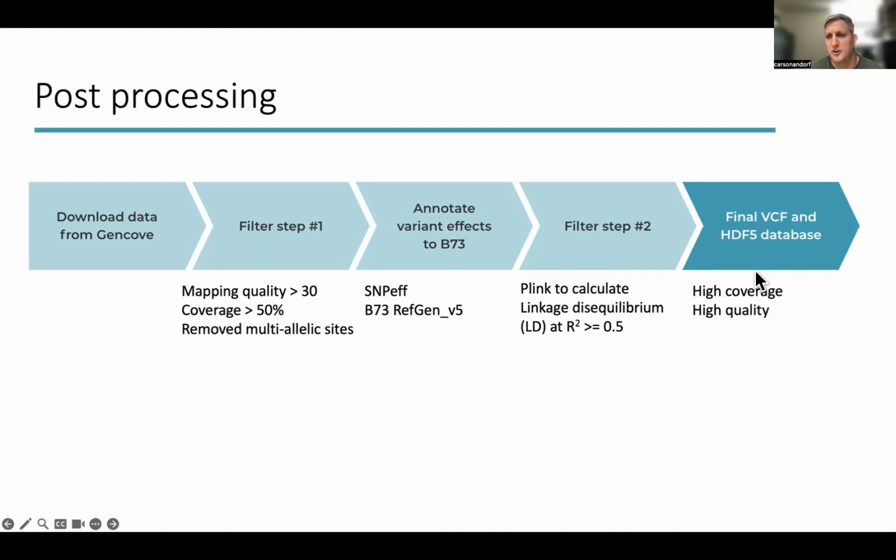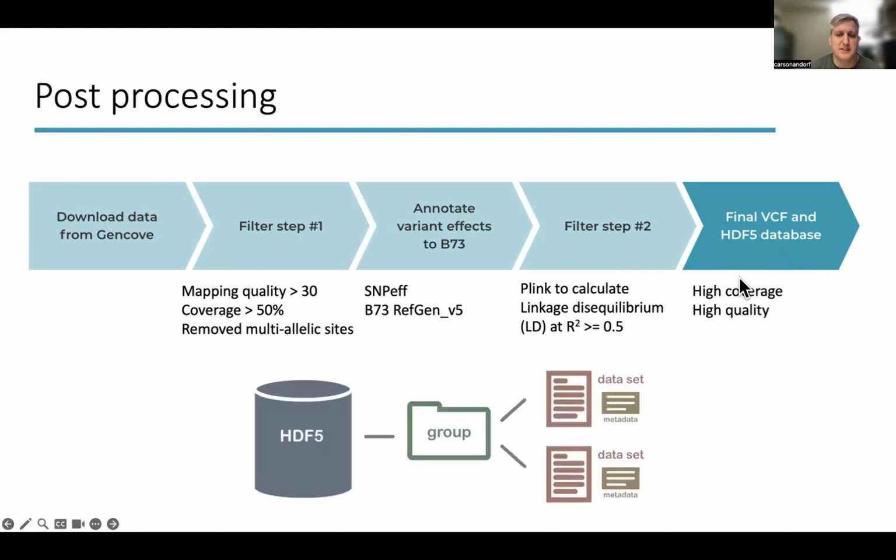We also converted these to HDF5 databases. This is something that Ed Buckler's group did for some of the HapMap and GBS data sets. It's a really great way to index this type of data, where you can do some hyper chunking of the data based on the genomic regions. It lets you quickly access this data and attach a lot of metadata.